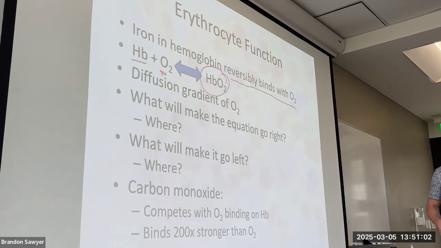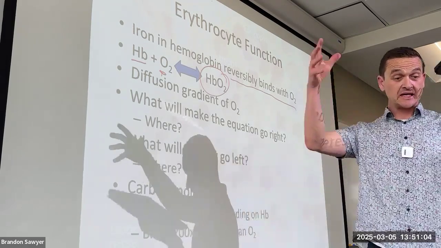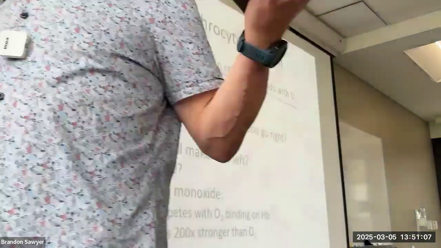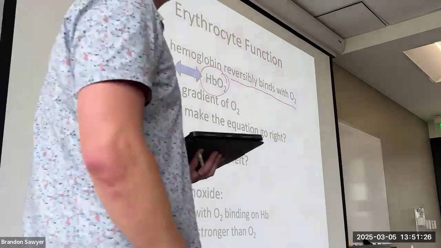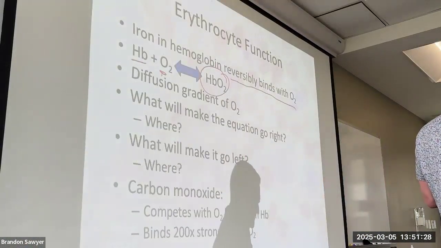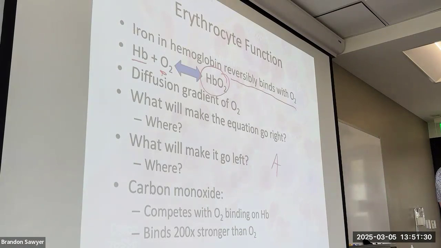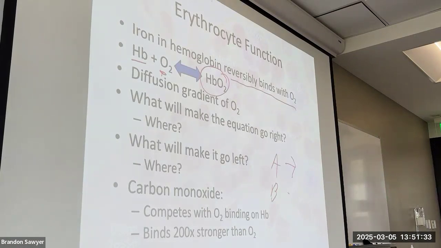Talk with each other for a second. When the red blood cell finds itself in a situation with lots of oxygen around it, oxygen pushes in. Which way does that equation go, right or left? Just check with each other real quick. You can do it on your clicker. Send in A for right. B for left.